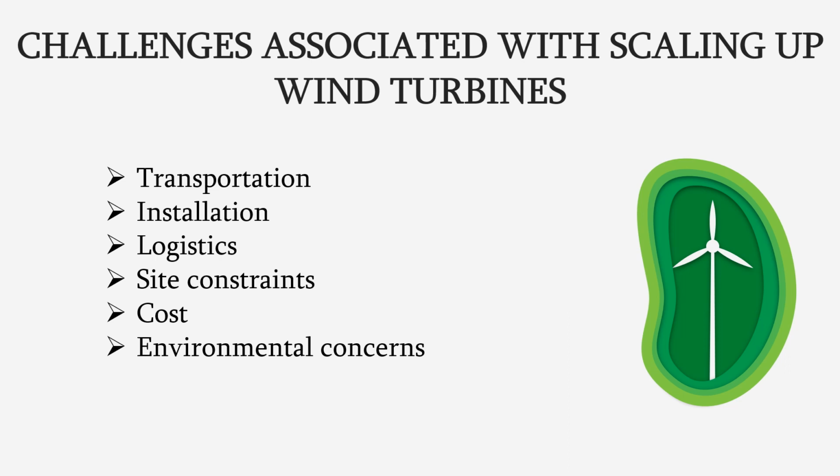As wind turbine components get larger, transporting them to the installation site becomes increasingly challenging. Components such as blades, tower sections, and nacelles may need to be transported by oversized trucks, ships, or even specialized aircraft. This can be expensive, time consuming, and can require specialized permits and approvals.